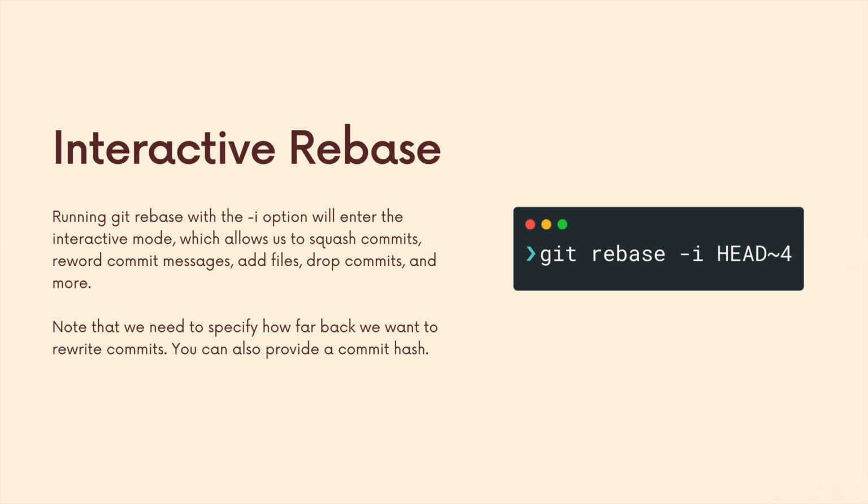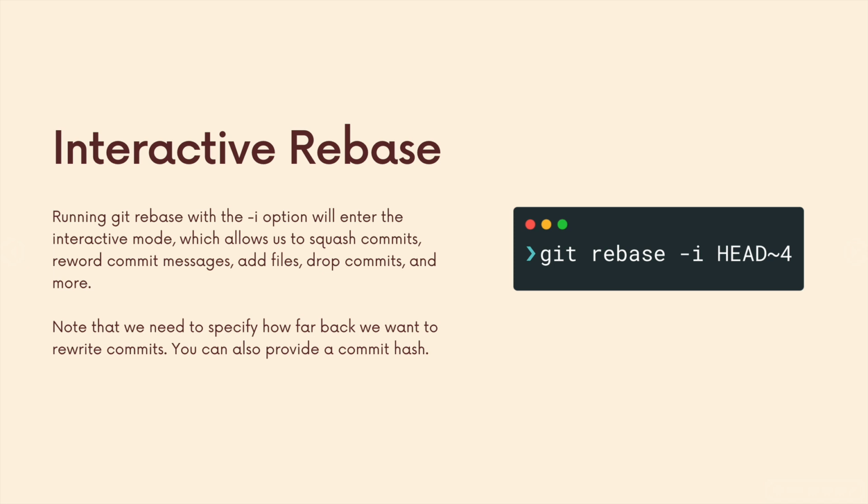You don't have to be an expert on rebasing, but there's this option we can pass into the git rebase command, the dash I option, which tells Git that we want to enter the interactive rebase mode, which allows us to do a whole bunch of things. We can squash commits, we can change commit messages, we can add files or edit the contents of commits, we can drop commits. There's quite a few things we can do.